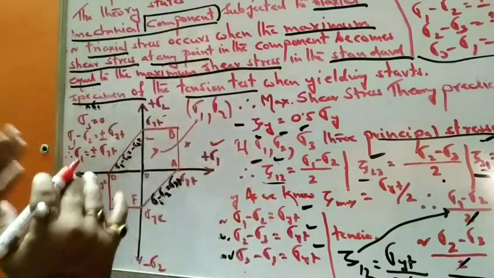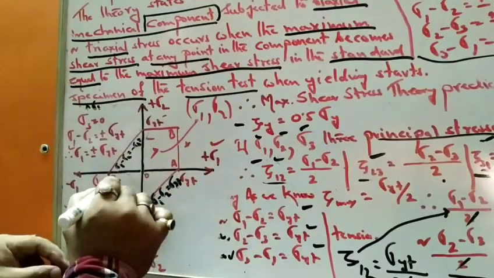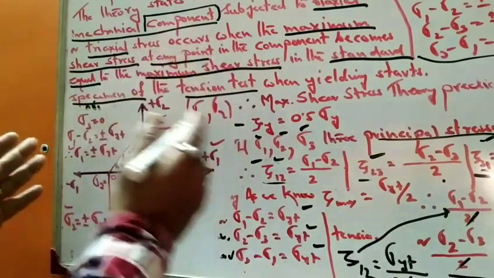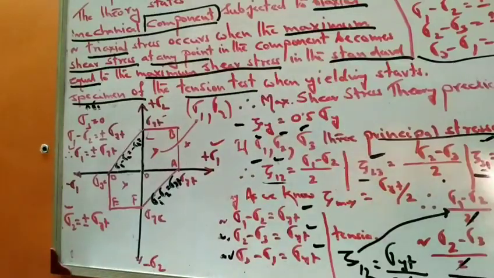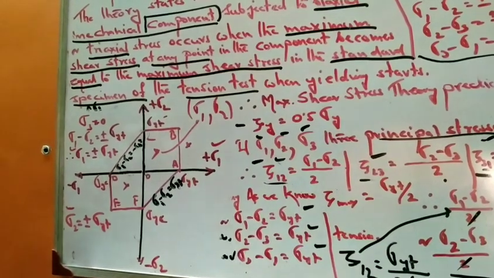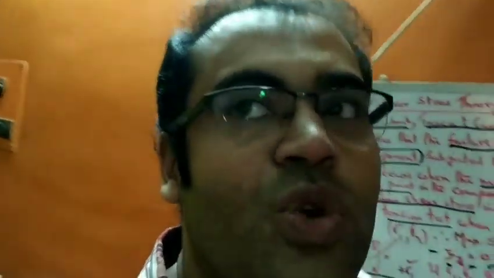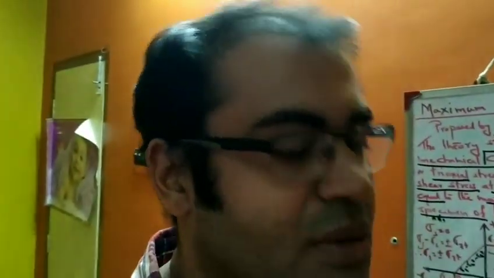As a designer you could take the values of sigma 1 and sigma 2 anywhere inside, but if you go outside this boundary, then the design is not safe as referred by the maximum shear stress theory. And we could conclude that the maximum shear stress theory is obeyed by the ductile materials in comparison to brittle materials, and the experimental results also provide a good match for the maximum shear stress theory.